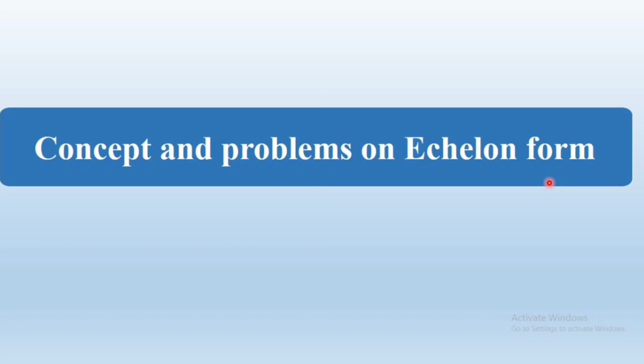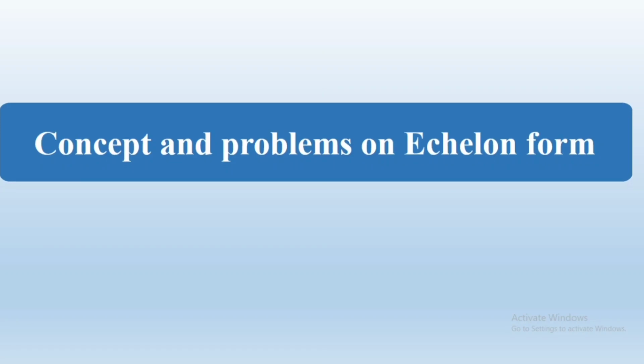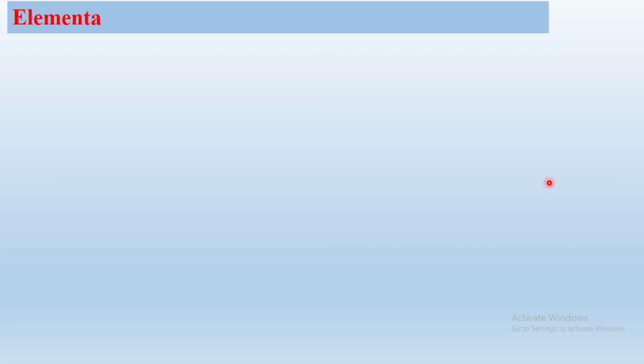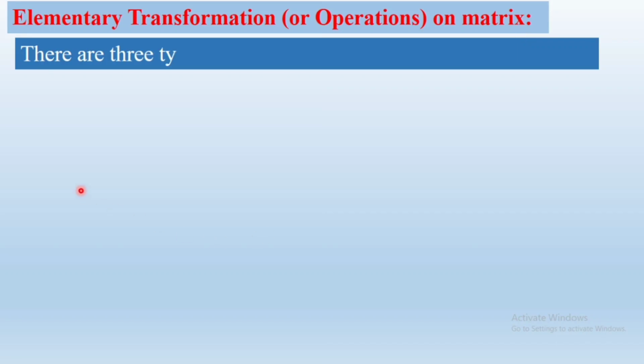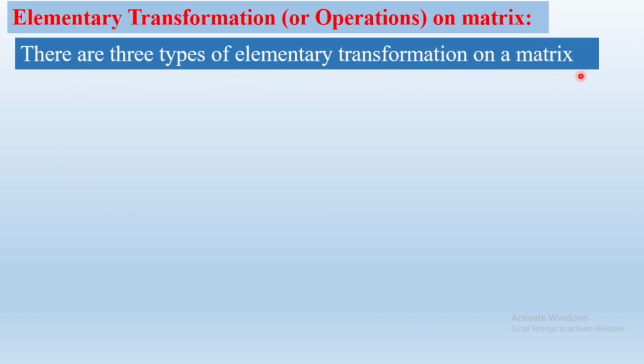Let us see some basic definitions, friends, before going to echelon form. Elementary transformations are operations on a matrix. What, friends? Elementary transformation on a matrix. Let us see. There are three types of elementary transformation on a matrix. How many types, friends? Three types. Let us see the first one, friends.